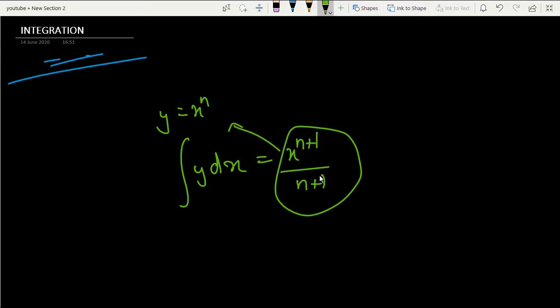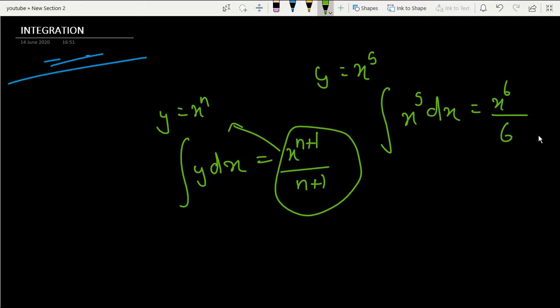I'm going to take an example. Let's take y is equal to x raised to 5. So the integration of x raised to 5 dx will be x raised to 5 plus 1, which is 6, by n plus 1, so x raised to 6 by 6. Simple.